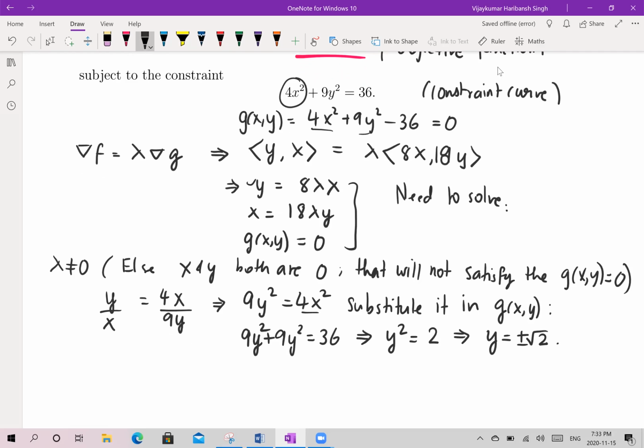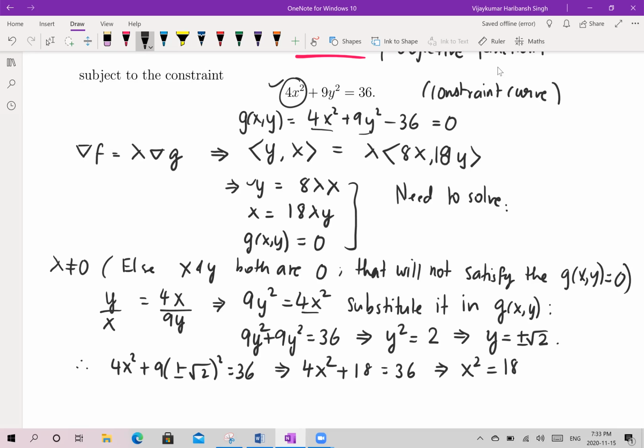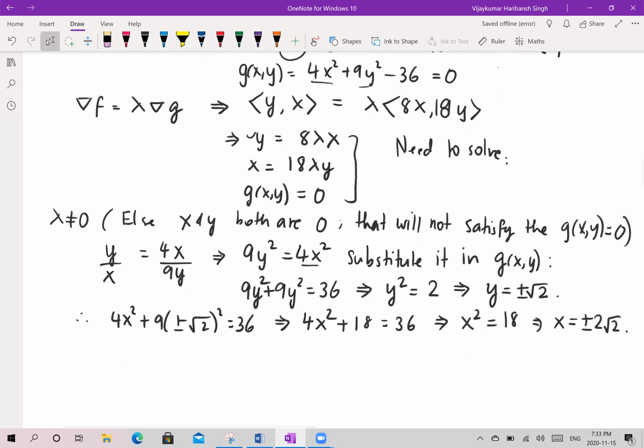And if I put y equals plus or minus root 2 in this equation, we get 4x squared plus 9 times plus or minus root 2 squared equals 36. 9 times 2 is 18. So 4x squared plus 18 equals 36, which gives me x squared equals 18 over 4, which gives me x equals plus or minus 2 root 2. So now there are 4 combinations. All the 4 combinations are possible.